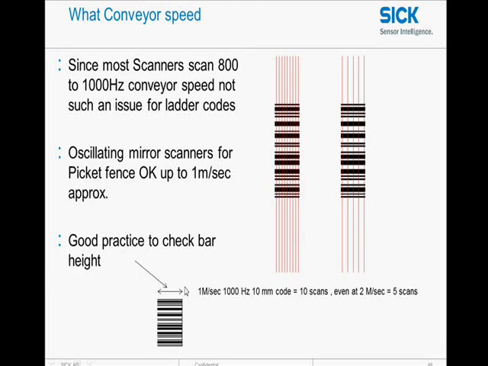So it's good practice to check the bar height. So for example, at 1 meter per second at 1000 Hertz, a 10 millimeter code gives 10 scans. If you're doing 2 meters a second, you're going to get 5 scans.